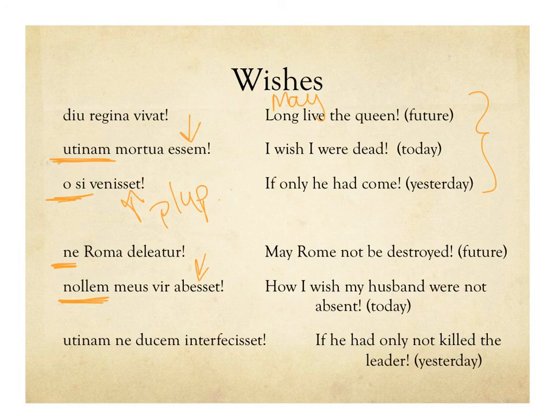And in the past, you can see I've used utinam ne plus a pluperfect subjunctive. Utinam ne ducem interfecisset. If only he had not killed the leader yesterday, in the past, right? So these follow a really predictable order. And when I'm giving them to you, I will always use something like o si or utinam, because that just makes it clearer for you. And often you actually will see those words.